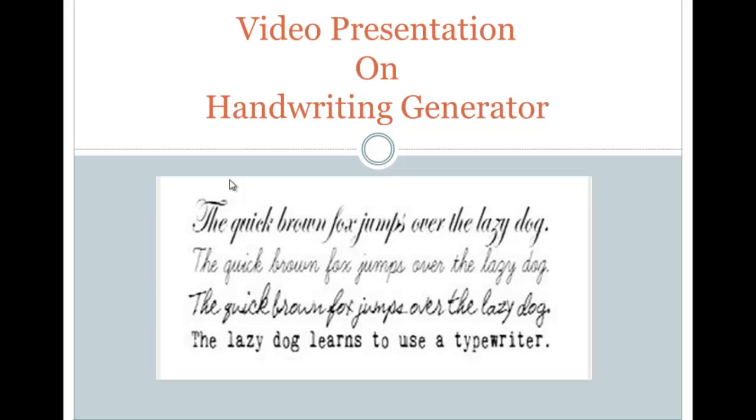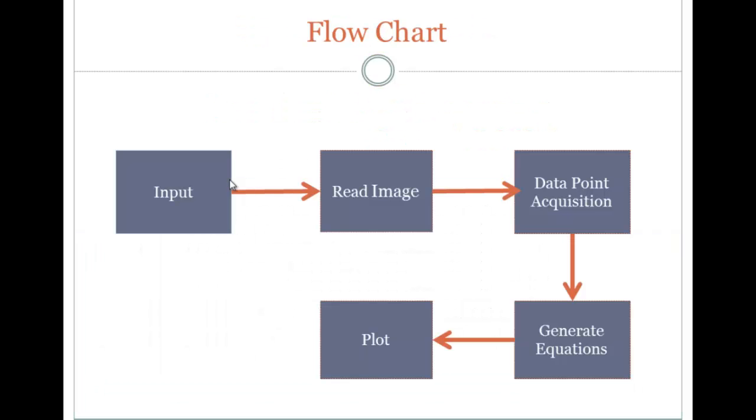Welcome to our project named handwriting generator. What we did in this project is shown in this flowchart. First we have to give some input images, then we read those images using Matlab, take some data points from those images and we generate equations according to those data points. Next we plot those images on Matlab.